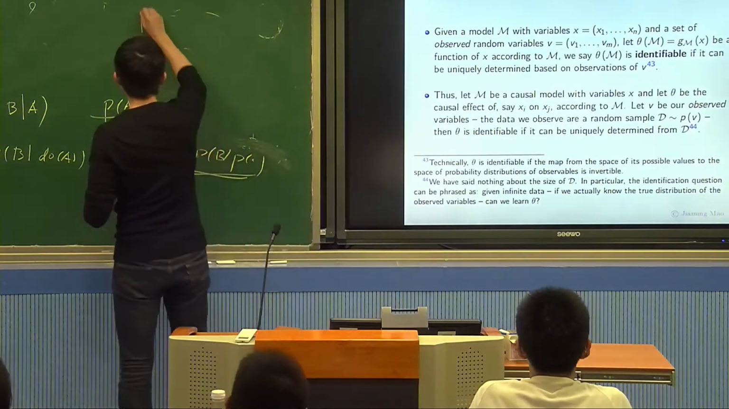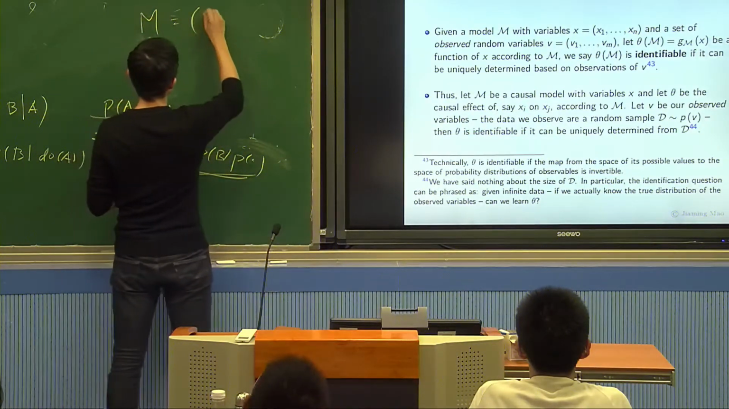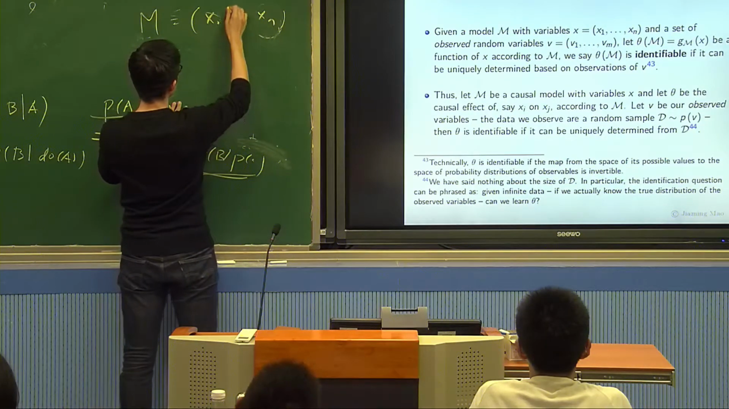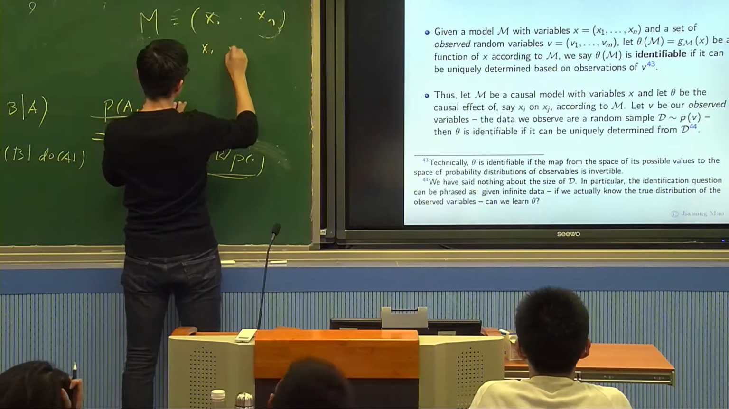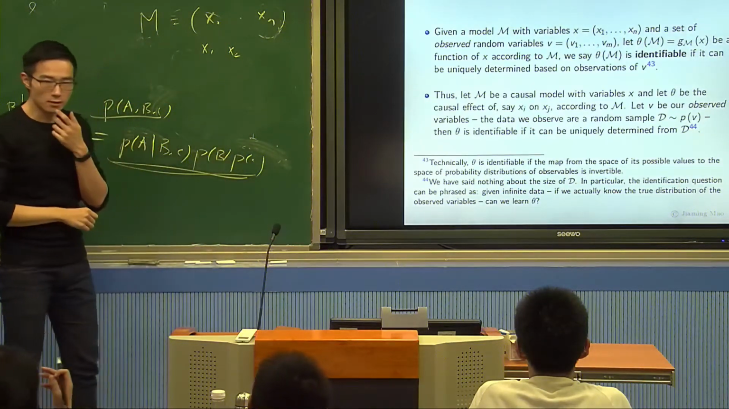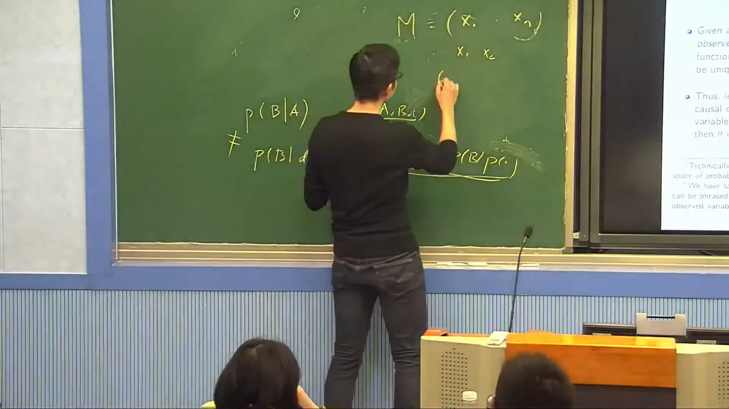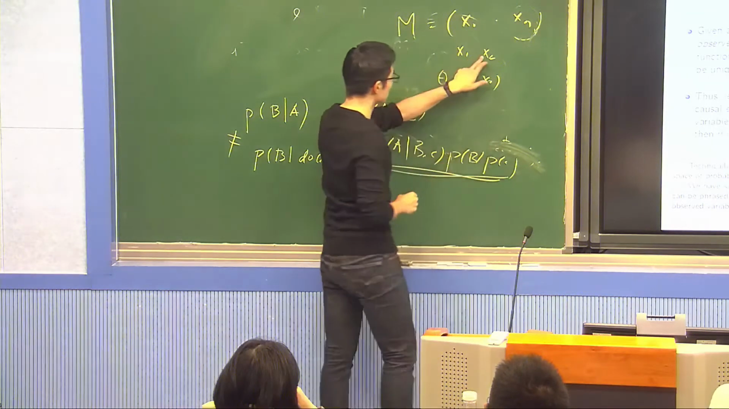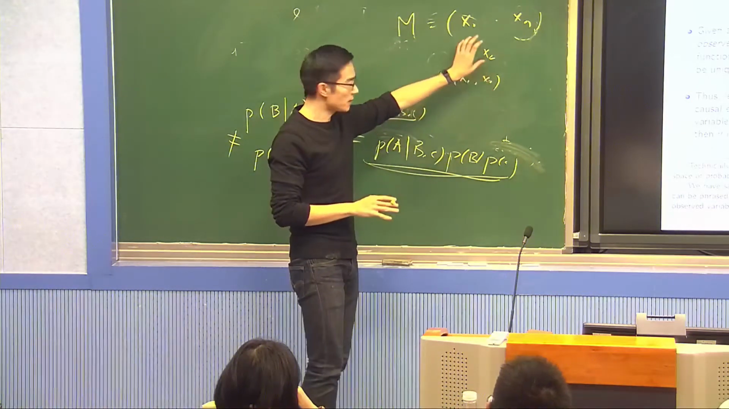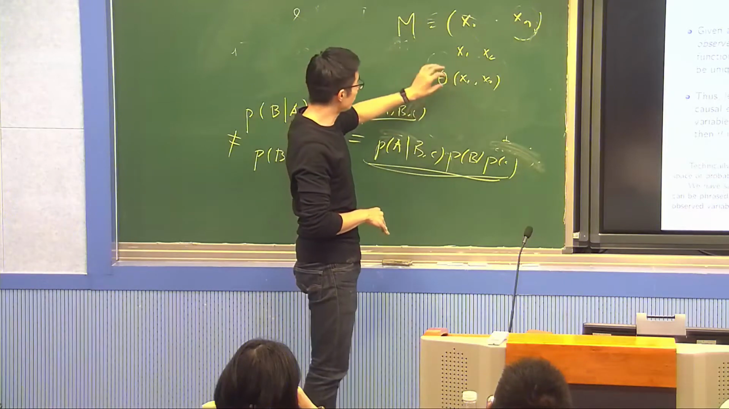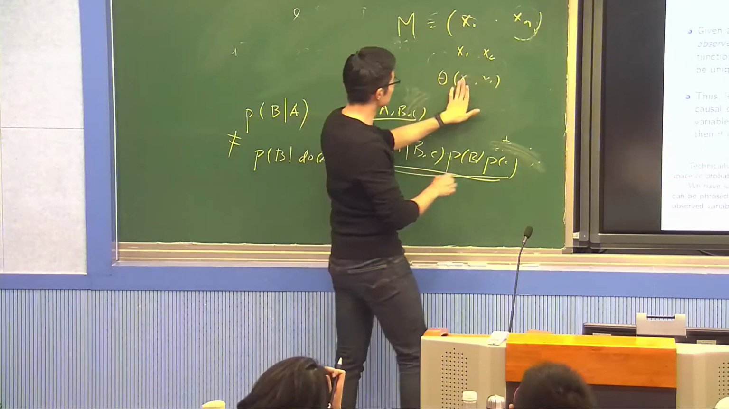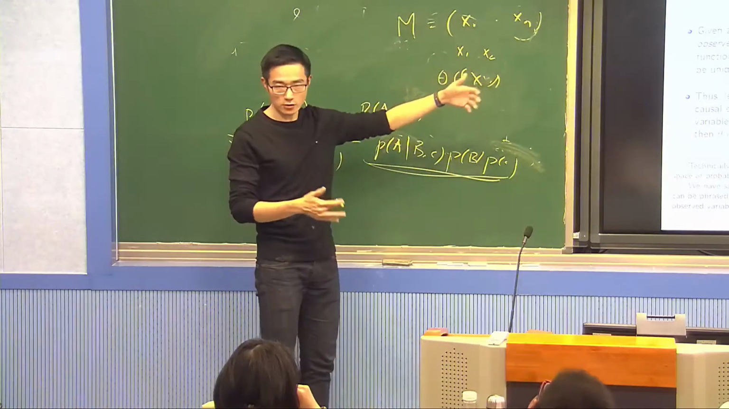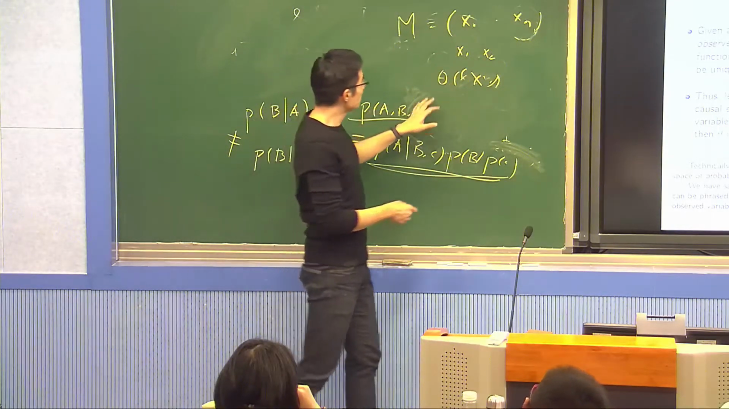So we have a model M, and M has maybe x1 to xn. Now, let's say x1 and x2 are two variables in this model. The causal effect of x1 on x2, you can think of that as a function of all the x variables. The causal effect is a function of all these things.